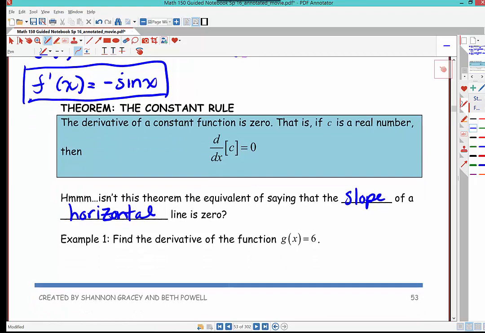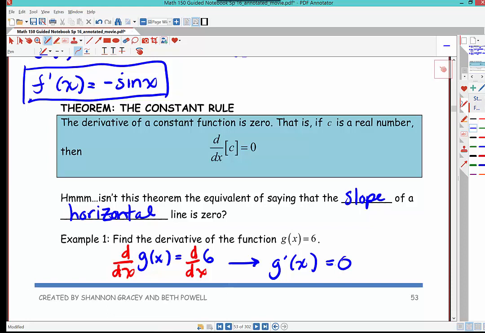So here, what will we get? If we have g of x is equal to 6, and if we apply the derivative with respect to x to both sides, we will get the derivative with respect to x of g of x, which will be g prime of x, and on the right side we'll get 0. So there's your first shortcut. You like that better?